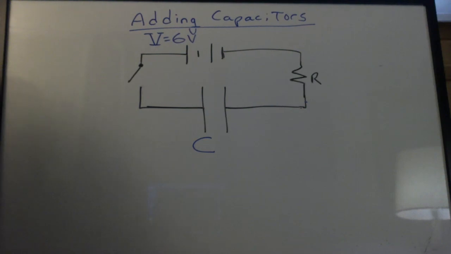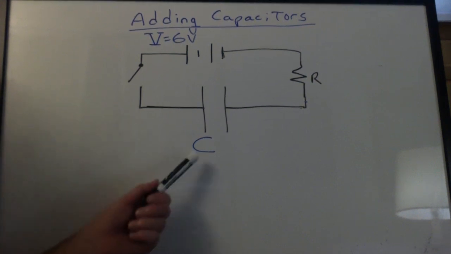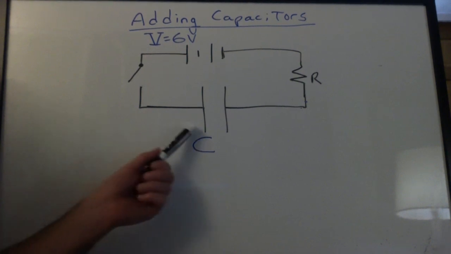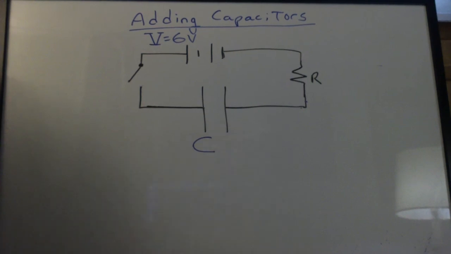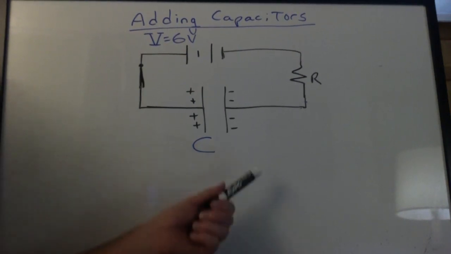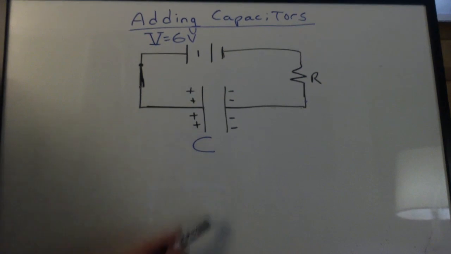Now, one last thing. Before you go and try the more advanced problems, just remember that when you close the switch and that capacitor is empty, it's going to act just like a wire. There's nothing here preventing the charges from coming on, and the current will be the maximum the moment you close the switch. Well, after a long time later, when this capacitor gets all filled up, nothing will flow through. So it acts like a break in the wire.